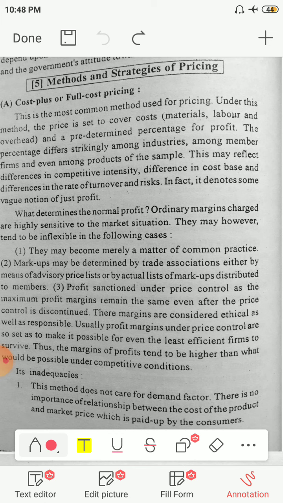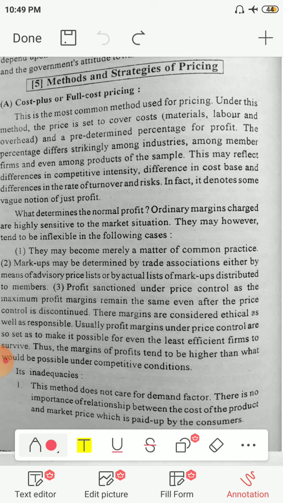Now we are taking the situation where price control exists. Price control means the price is decided by the government. In that situation, they will allow a high profit margin so that even the less efficient firm can earn. Less efficient means the firm which cannot work efficiently in the market because its cost of production is high. They are not masters of their product, and even that kind of firm can earn profit.